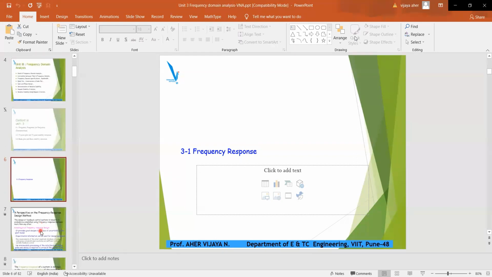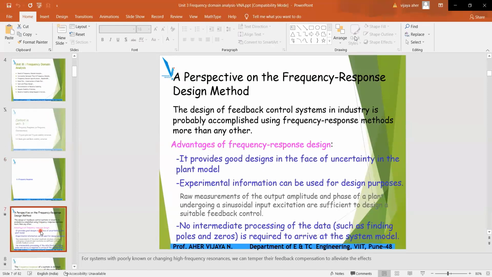So students, are you with me up to this? Please be ready with your notebook and pen. You are supposed to write the important points related to frequency domain analysis. So give the heading, Unit 3, frequency domain analysis. Very first is what is the need? What are the advantages of frequency domain analysis? That you should know initially. So, a perspective on the frequency response design method.